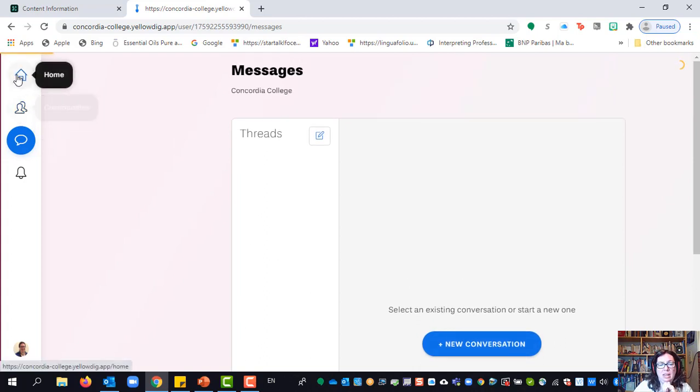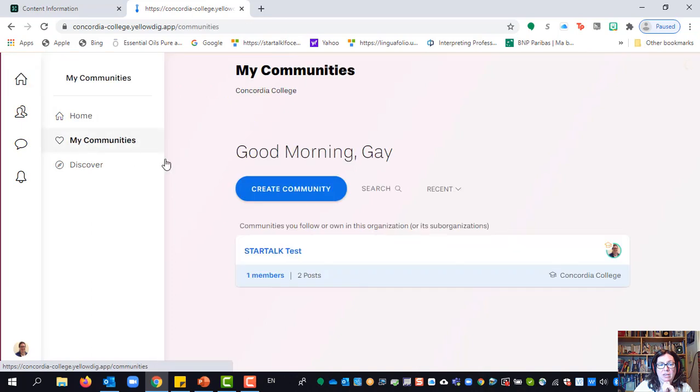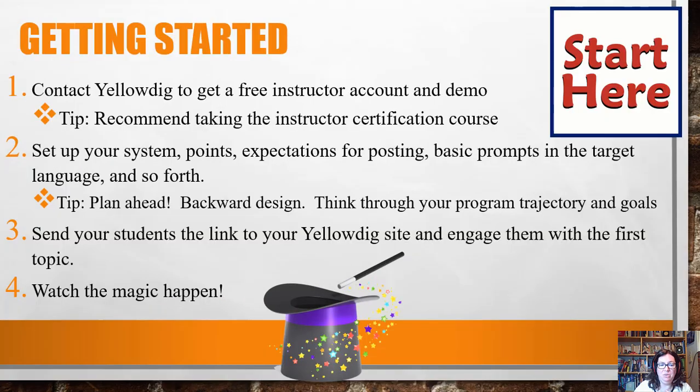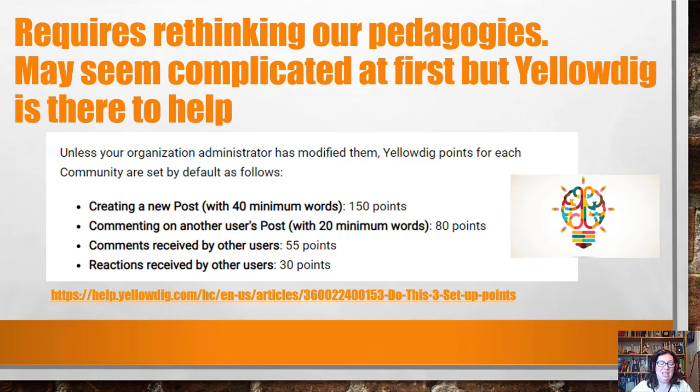And so I think it's something that you'll find very easy to set up and use, and they are very responsive to any needs that you might have. So let's go back to where we were. And so the biggest part, the hardest part, is that backward design and rethinking our pedagogies a little bit, right?